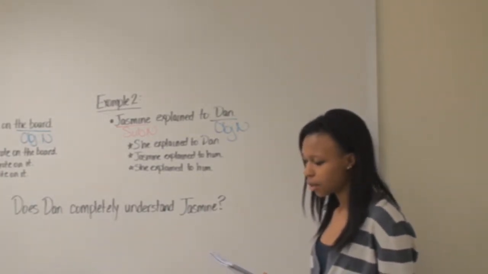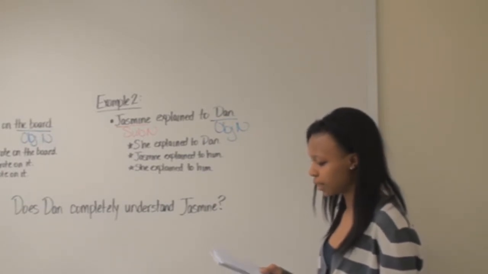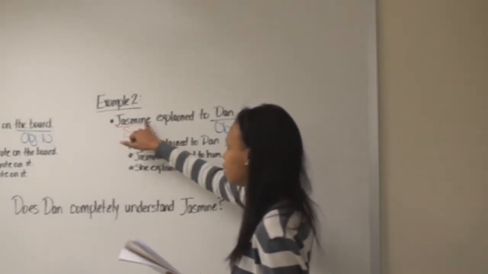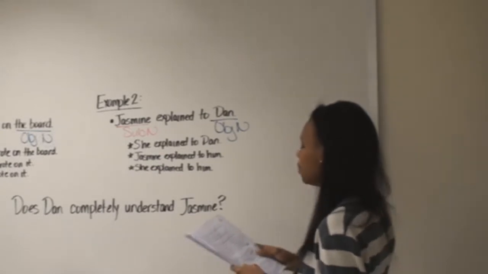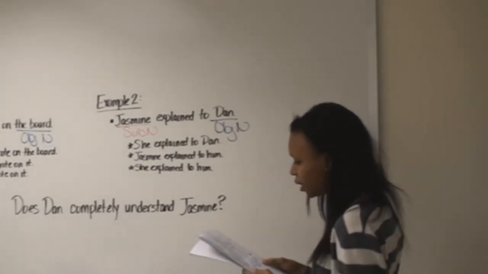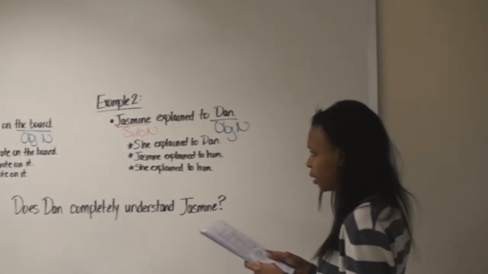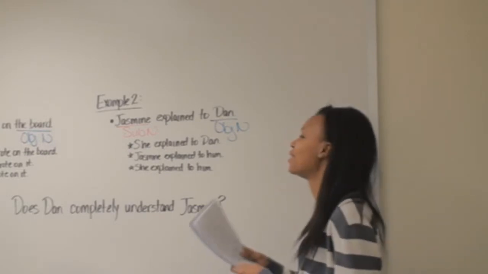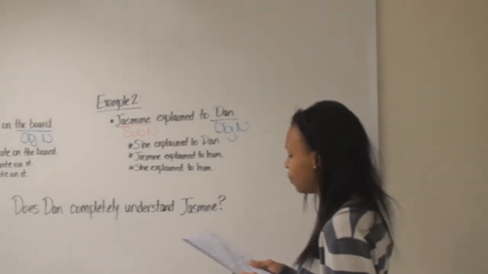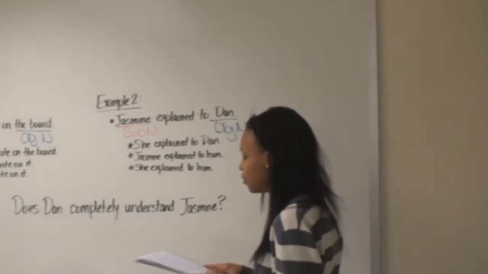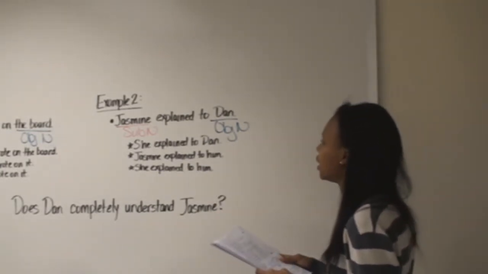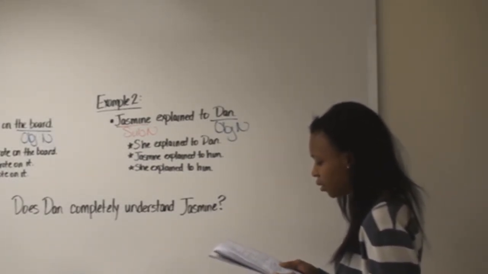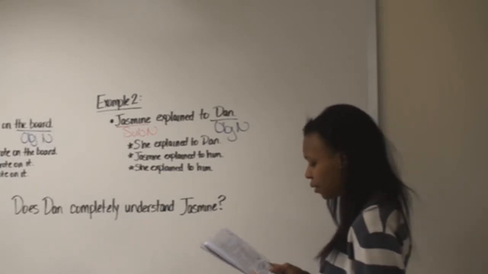Pronouns take the place of a noun. Pronouns that replace nouns must agree in multiple ways. A subject pronoun must replace a subject noun, which would be Jasmine and she. An object pronoun must replace an object noun, which would be Dan and him. A feminine noun must be replaced by a feminine pronoun, which would be Jasmine, which is feminine, and she, which is feminine. A masculine pronoun will replace a masculine noun, which would be Dan to him. And a singular pronoun will replace a singular noun. Lastly, a plural pronoun will replace a plural noun.